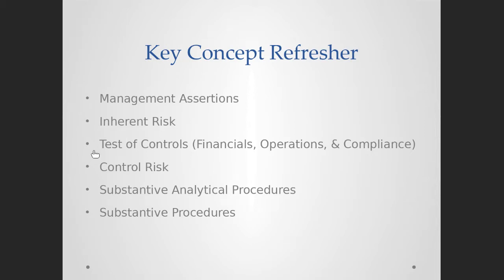If you have good test of controls, what happens to the control risk? If the controls are good, what happens to the control risk? Is it high or low? If the client has good controls, the control risk is low. If the control risk is low, do you have to do a lot of substantive procedures or can you do a little bit less?